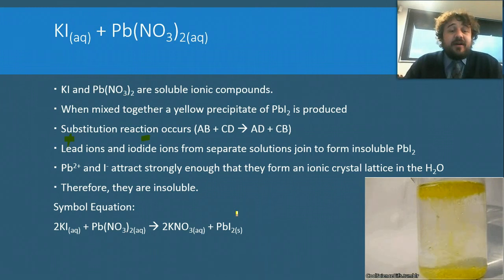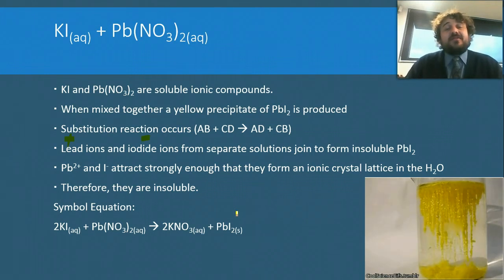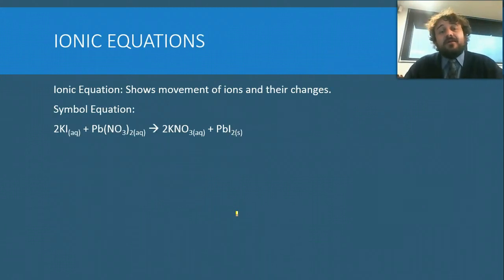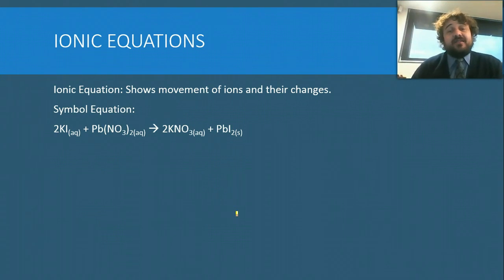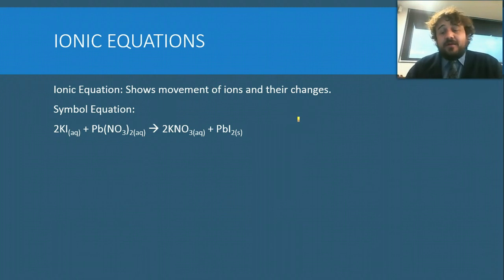Now, let's look at the symbol equation for this. So you have two potassium iodides, aqueous, plus one lead nitrate, aqueous, gives you two potassium nitrates, aqueous, plus one lead iodide, solid. Okay, so we want to do an ionic equation, which basically shows the movement of the ions and how they change. So the symbol equation is as before.